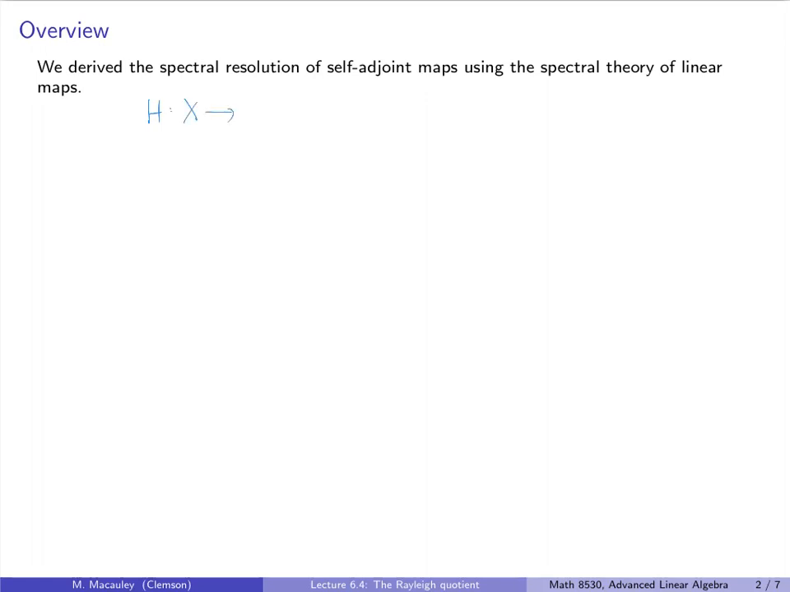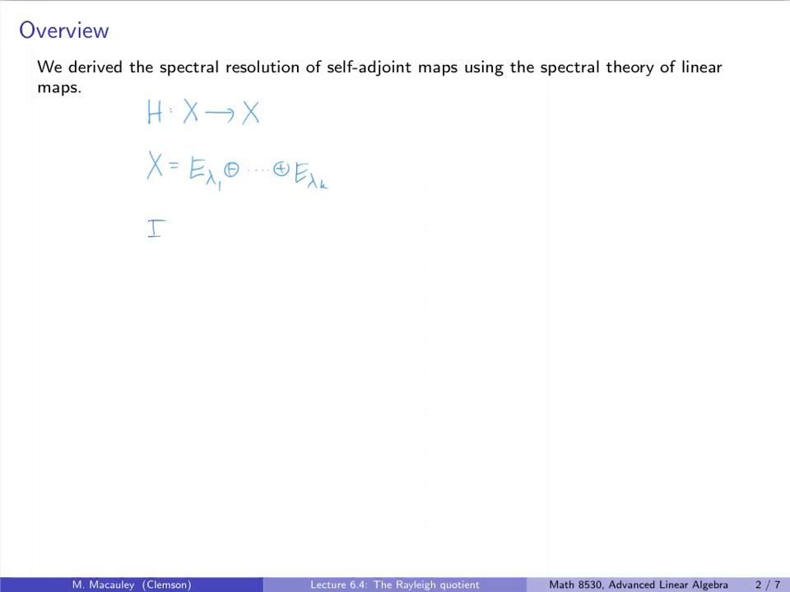So H is a linear map from X to itself. Then X breaks up as a direct sum of eigenspaces, E lambda 1 up to E lambda k, where these are distinct eigenvalues. Now I should say generalized eigenspaces. However, if H is self-adjoint, then these are genuine eigenspaces, and moreover, the eigenvalues are real.